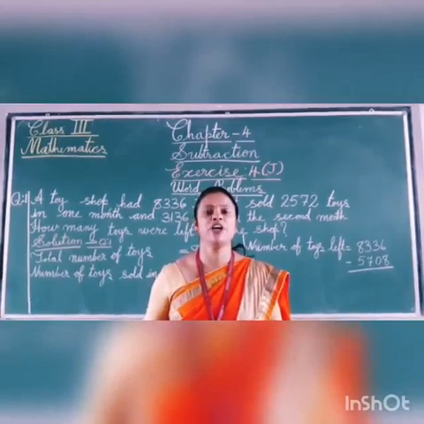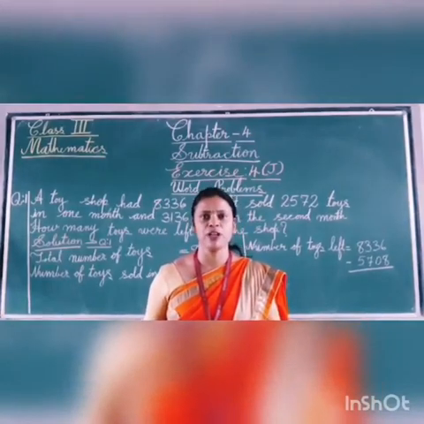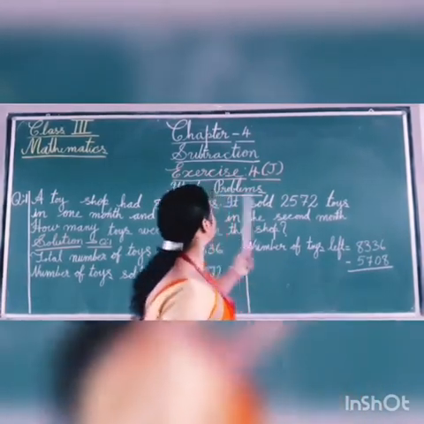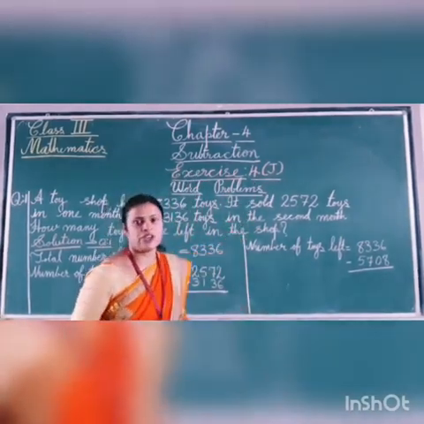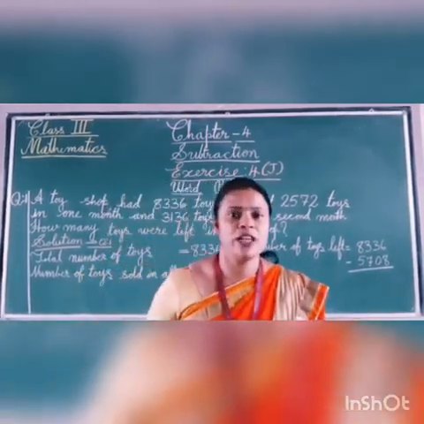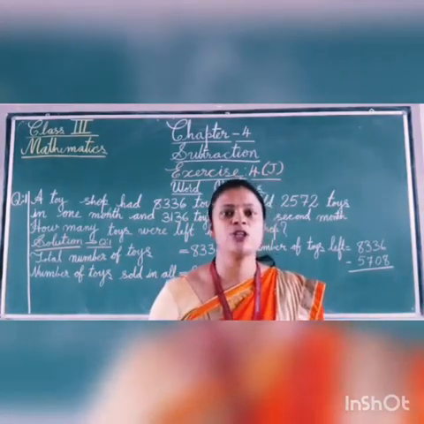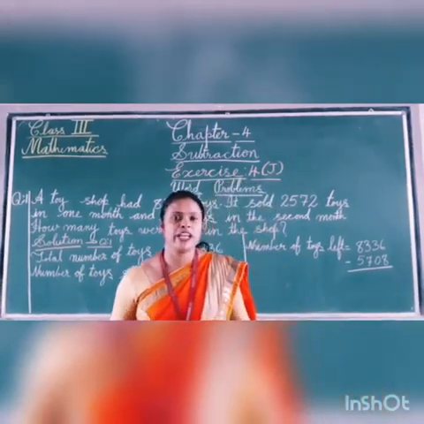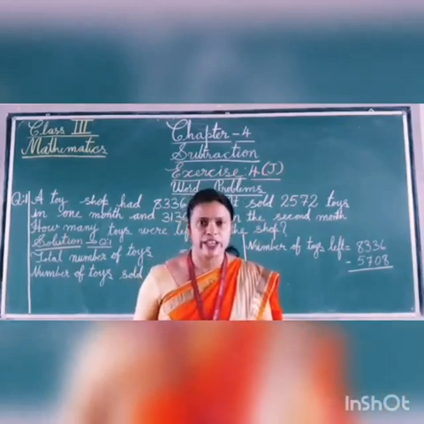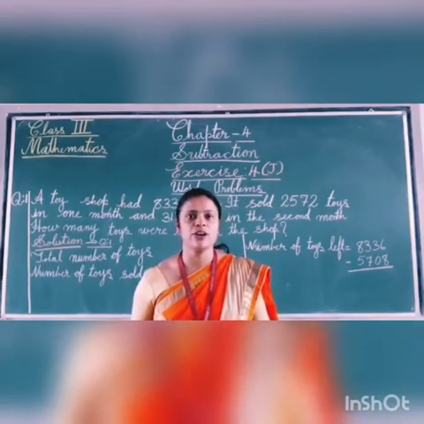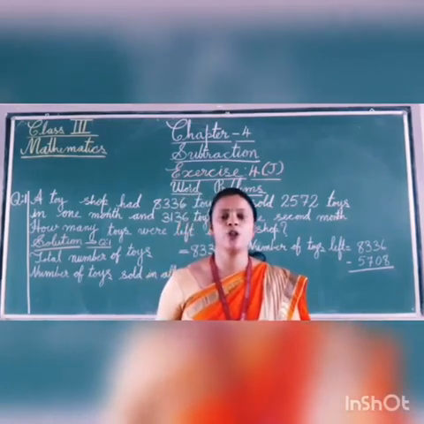Today let us study word problems of chapter 4. We are here in chapter 4, subtraction exercise 4J. A word problem we call by one more name, that is story problem. When you are given a story, we have to explain it and find the solution. That is called a word problem or story problem.